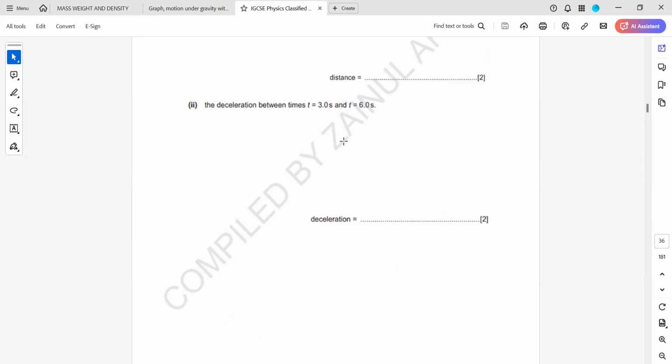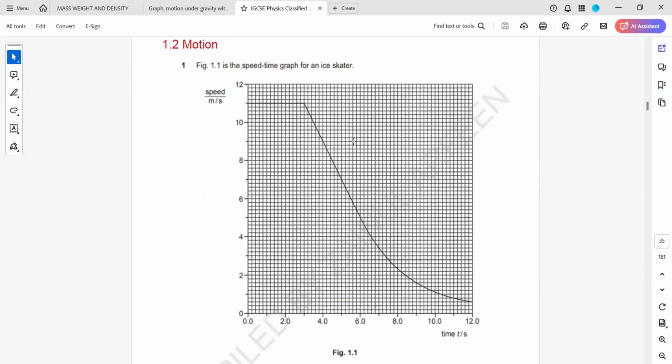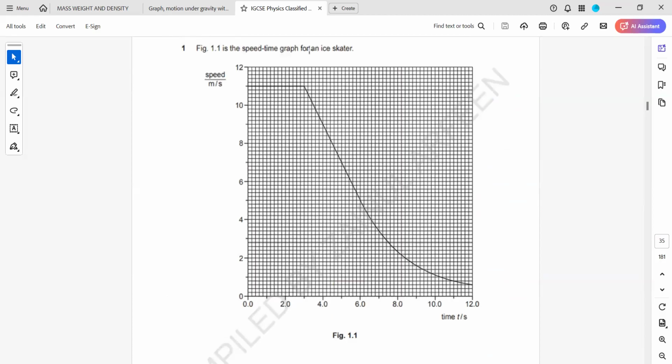Deceleration between the time 3 seconds to 6 seconds. How do we work out the deceleration from 3 seconds to 6 seconds? We need the change in speed divided by the time. What is the speed when time was 3? 11. What is the speed when time was 6? 5. So the change is 11 minus 5, divided by 6 minus 3, which is 6 divided by 3.